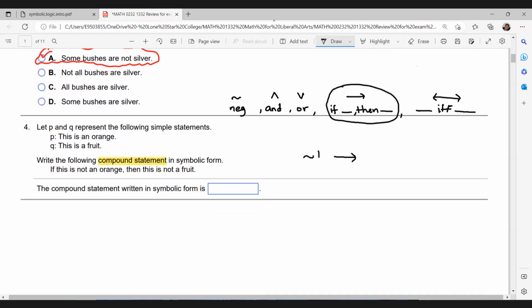I tried to do a little bit better, but it just didn't work out. If not P, then also not Q. The way I will read this is, if not P, then not Q. Alrighty then. Let's move on.